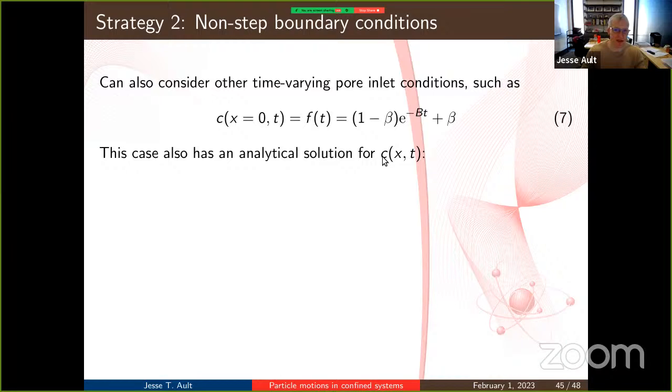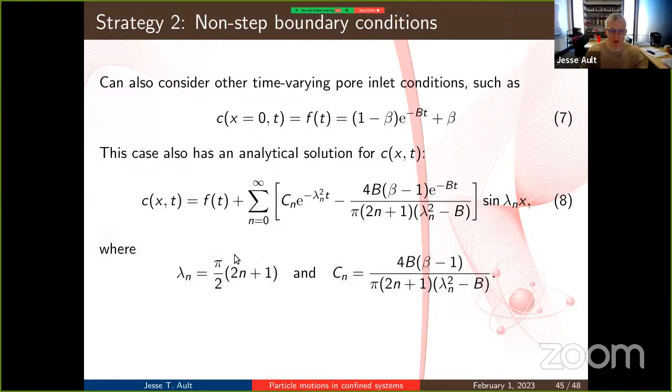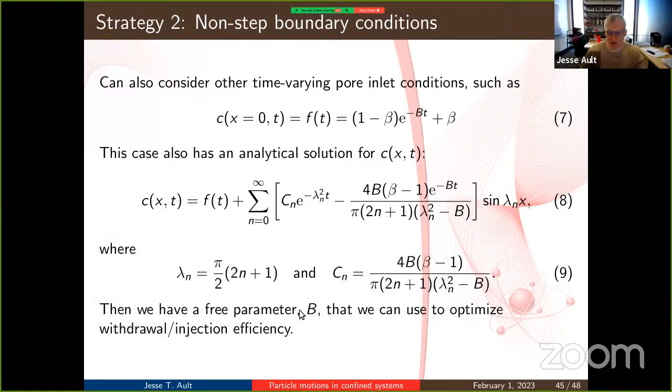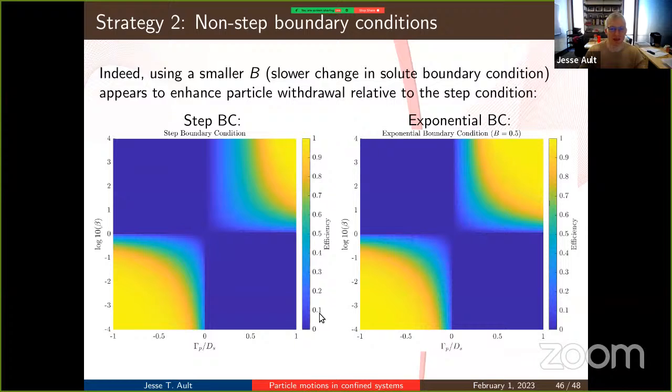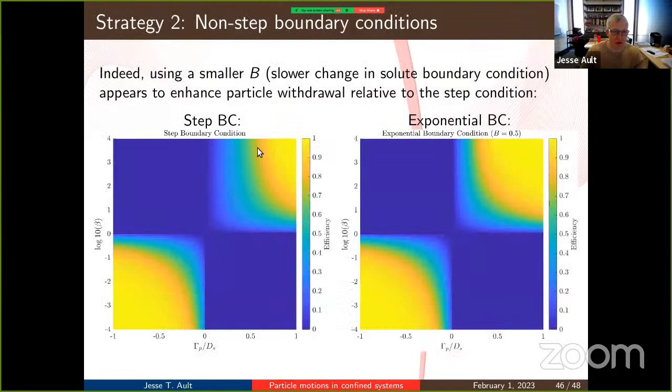So this problem also has an analytical solution. It's just a little bit different. Again, it's an infinite sum like this. But the idea is you now have a free parameter B that you can use to optimize the efficiency. So this is something that we tried. And indeed, comparing the step boundary condition here versus the exponential boundary condition with a relatively small B value, you can see that these efficiencies are higher than over here. So just by changing from a step boundary condition to an exponential, you can actually improve the withdrawal of particles or oil droplets or whatever from your confined flow system.